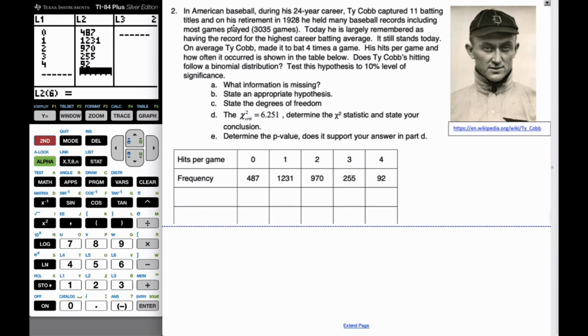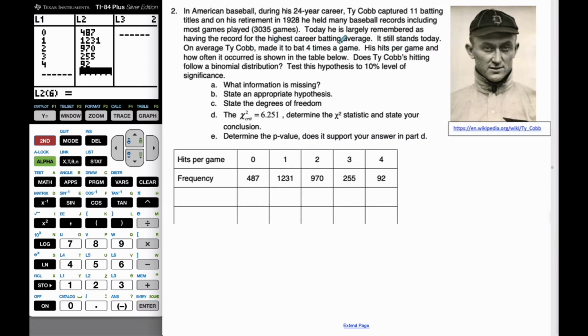Okay, in American baseball, during his 24-year career, Ty Cobb, this gentleman here, captured 11 batting titles, and on his retirement in 1928, he held many baseball records, including the most games played. Today, he is largely remembered, though, as having the record for the highest career batting average. It still stands today. On average, Ty Cobb made it to bat 4 times a game.